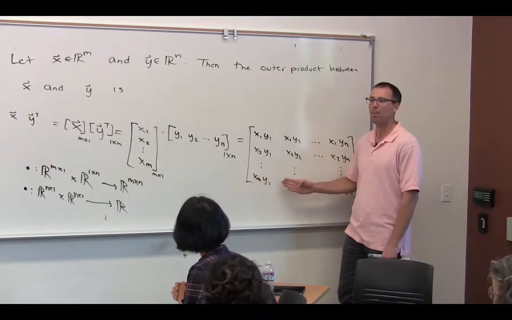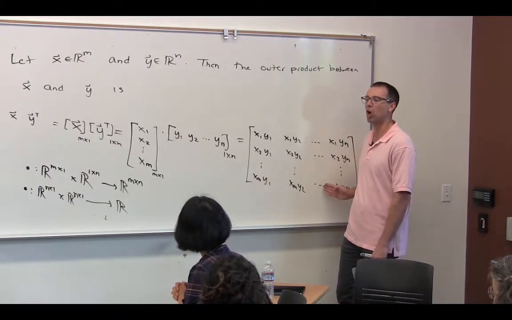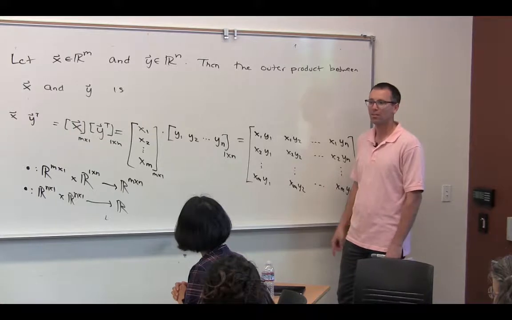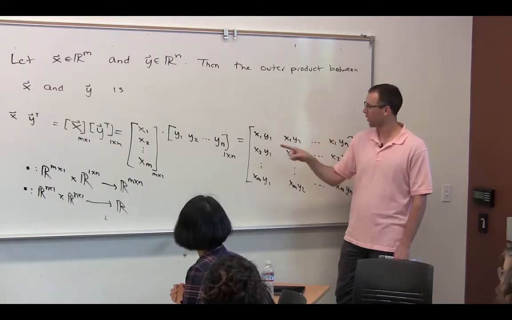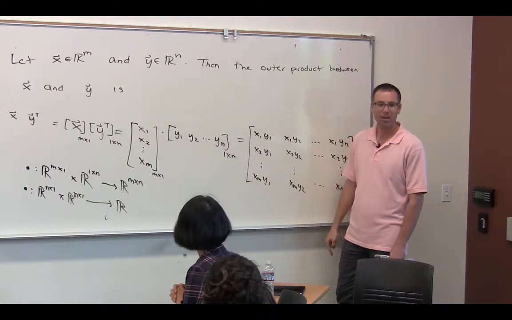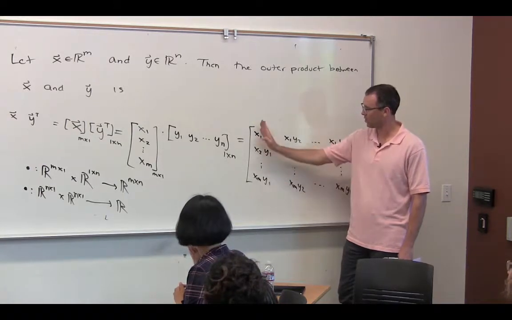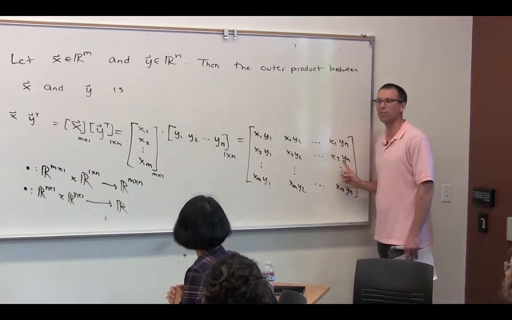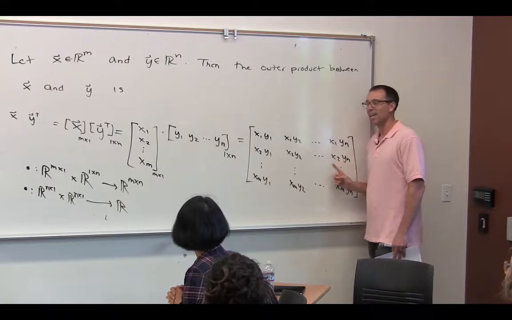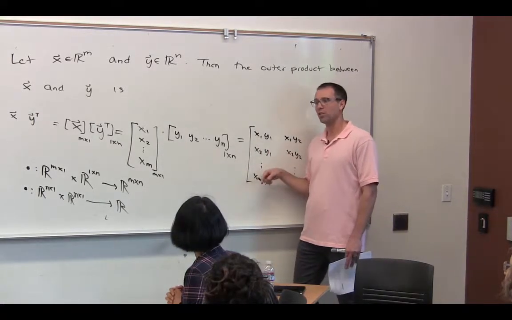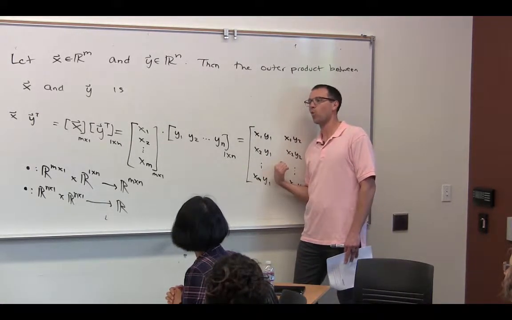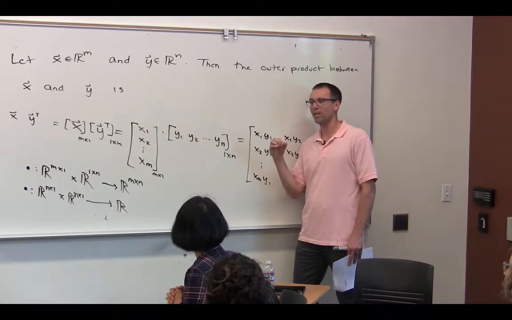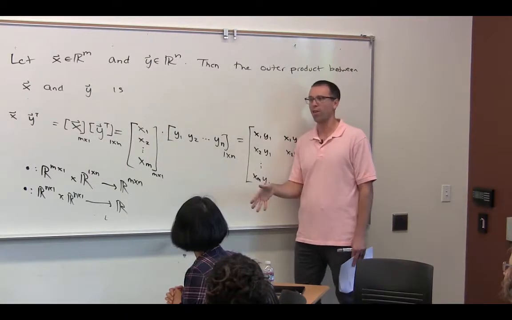What's the maximum number of linearly independent columns you can have in this matrix? 1. Here it is, x1, x2, xm. If these were all 1s, you would have that column. All the rest of these would be scalar multiples. If all the x's are zeros and all the y's are zero, this is a 0 matrix. That's not a rank 1 update. That's a rank 0 update. There's no rank in that matrix. All things are 0.